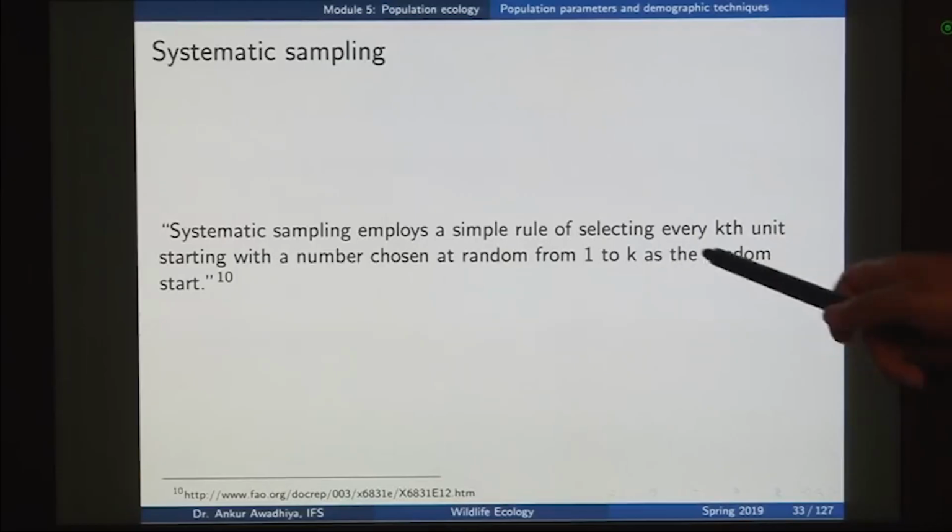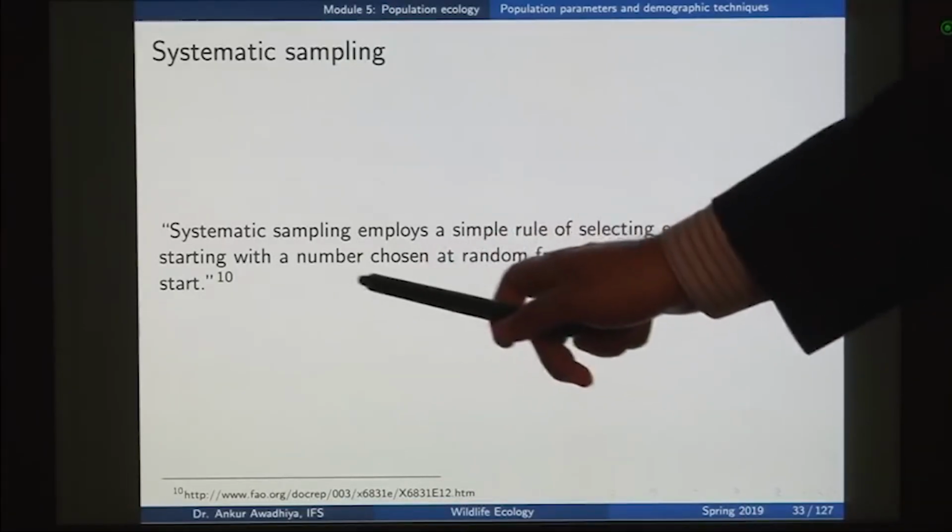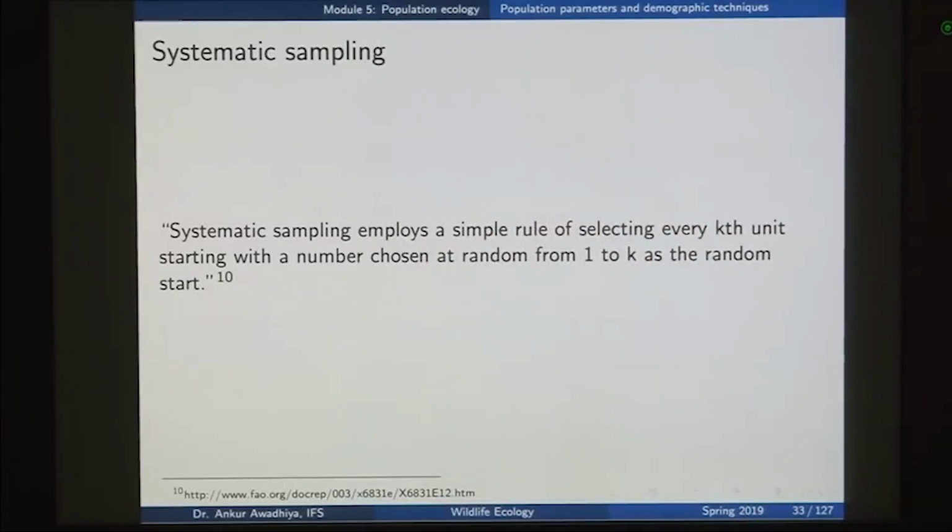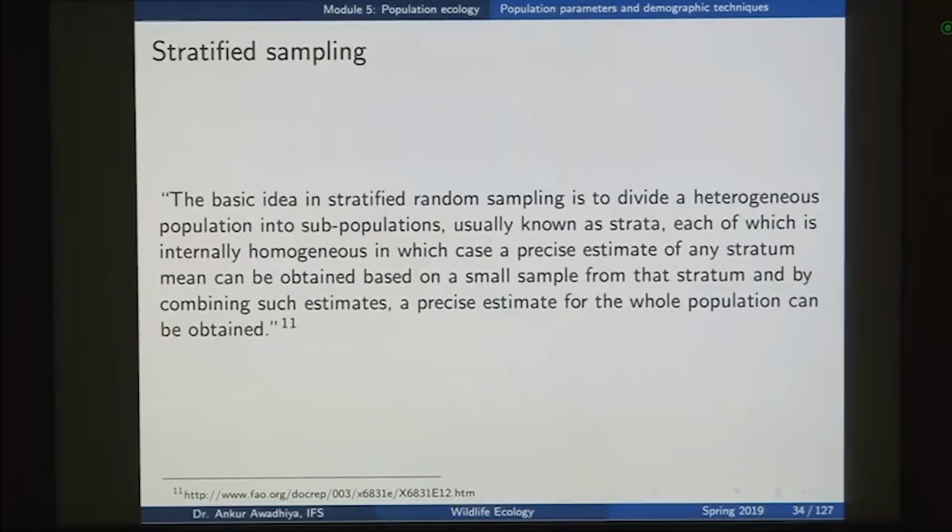A simple rule of selecting every kth unit, starting with a number chosen at random from 1 to k as the random start. Next you have stratified sampling. Now, the basic idea in stratified random sampling is to divide a heterogeneous population into subpopulations, usually known as strata, each of which is internally homogeneous, in which case a precise estimate of any stratum mean can be obtained based on a small sample from that stratum, and by combining such estimates a precise estimate for the whole population can be obtained.